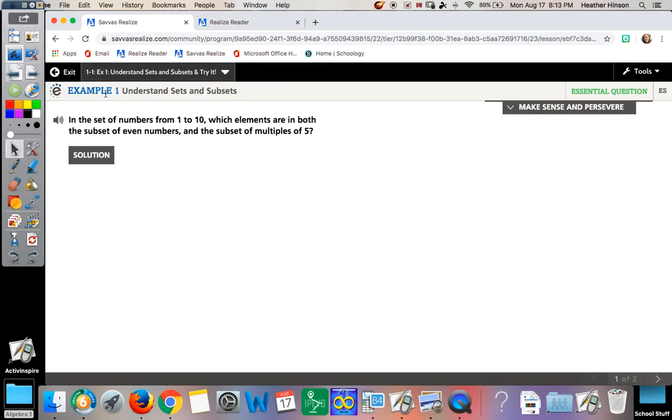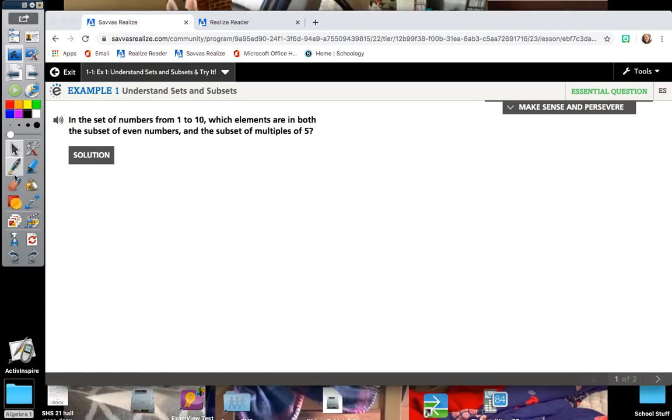So the very first question for example 1 says, in the set of numbers from 1 to 10, which elements are in both the subset of even numbers and the subset of multiples? When you're talking about a set of numbers, this is literally just a list of numbers that are put together in a group. We group them with braces, and braces are just little squiggly lines. They're kind of like parentheses, but they get a little curve to them and a little squiggle on the end. And then we just make a list of numbers in there, like 1, 2, 3, 4. That's a set of numbers.